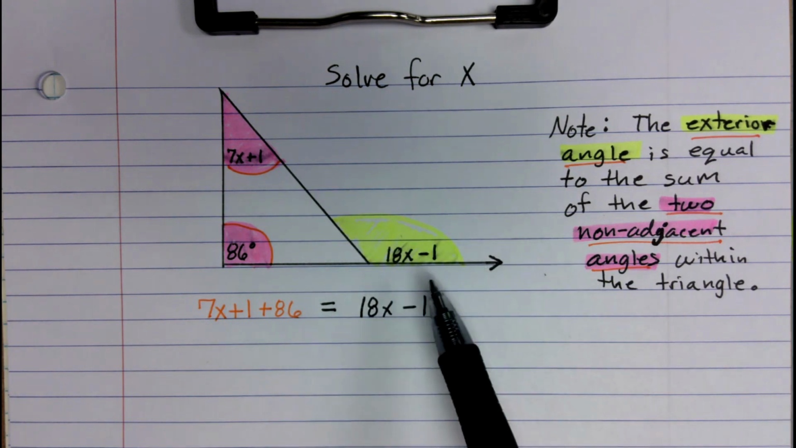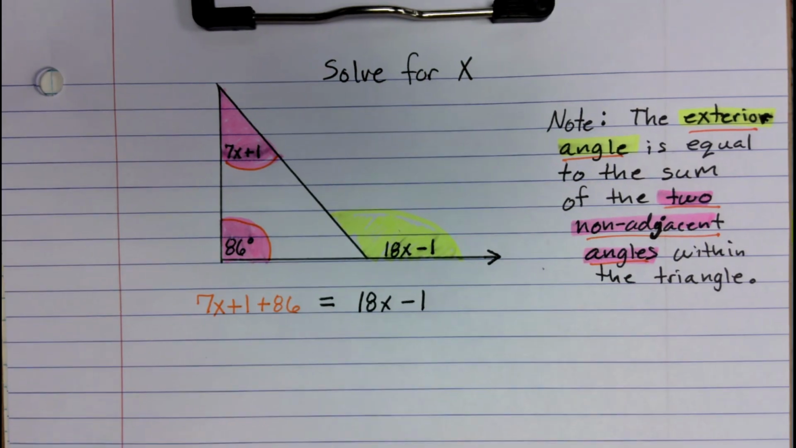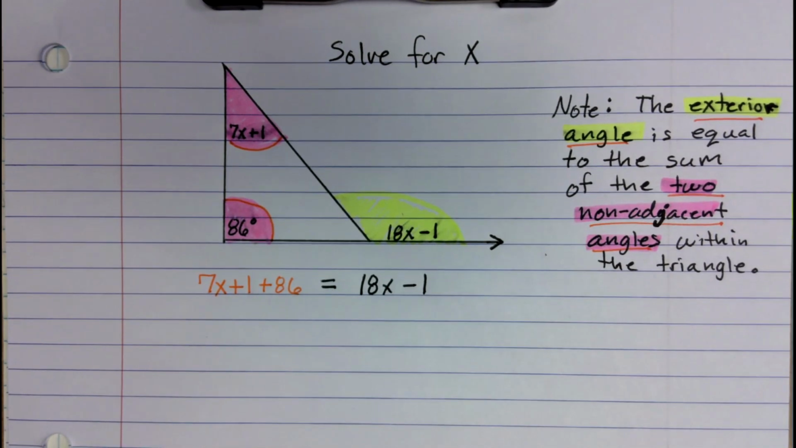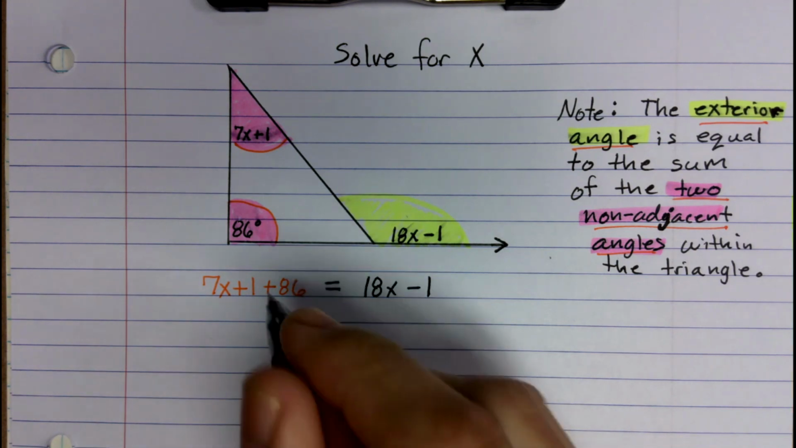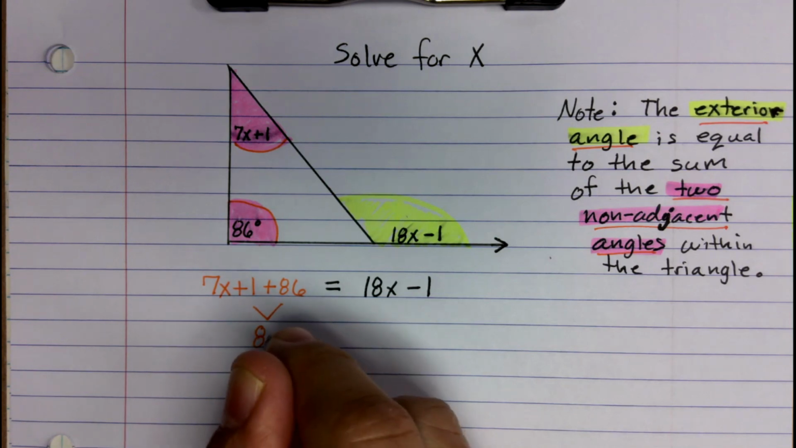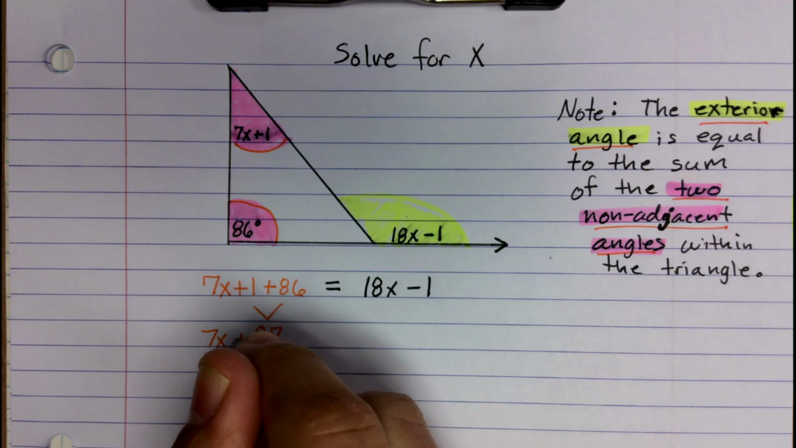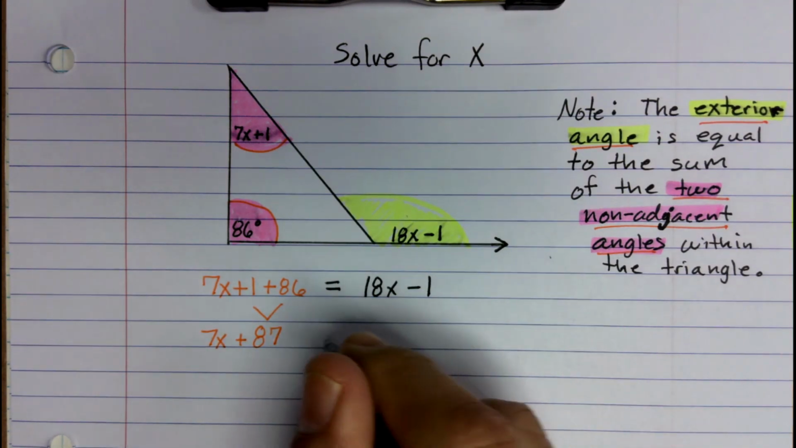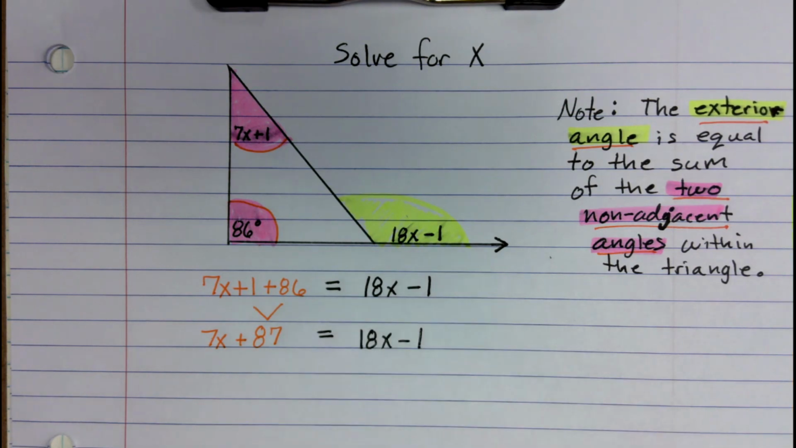So these are the two interior angles over here being added together, and this is the exterior angle outside the triangle. Now I'm going to treat this like any regular equation, combine like terms, and then solve for x by isolating it. The first thing I notice is that I have a constant value of 1 and a constant value of 86 right here. So I'm going to put those two values together, and that gives me 87. I'm going to bring down the 7x, bring down my equal sign, and I have 18x minus 1 over here. So we're getting closer to being done. We made it a little bit simpler.